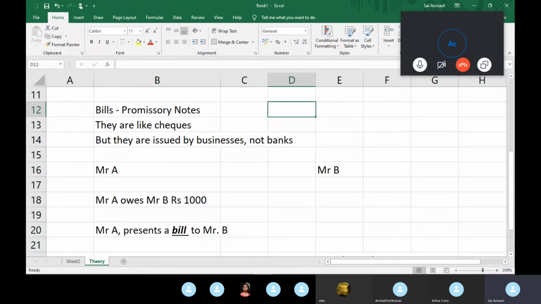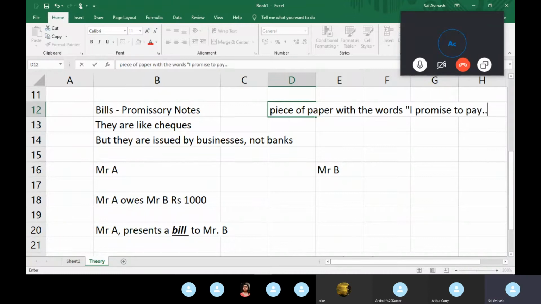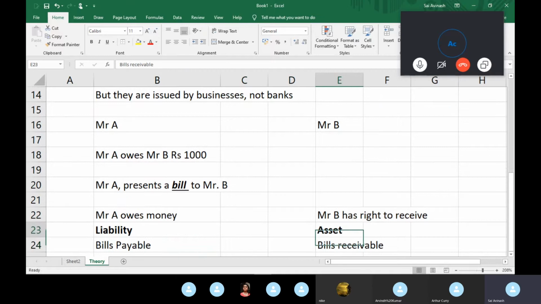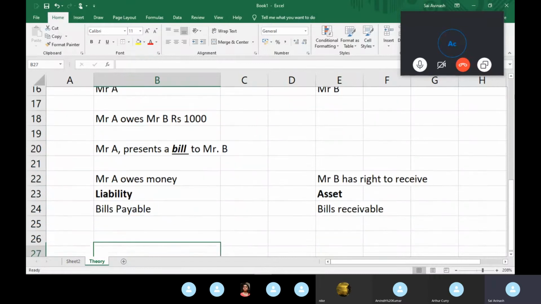The very simple thing is the bill literally is a piece of paper with the words "I promise to pay" and so on. Okay, that's a very basic idea. They are like checks, except the check is something that is issued to somebody and they don't ask you for the money. They ask your bank for the money, right? And the bank will reduce it from your account. However, bills are something that are directly presented. So when Mr. B gives this bill to Mr. A, Mr. A should pay Mr. B 1,000 rupees. That's the basic idea behind a bill.